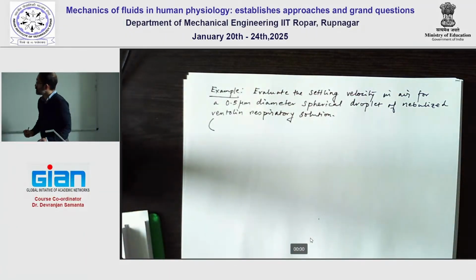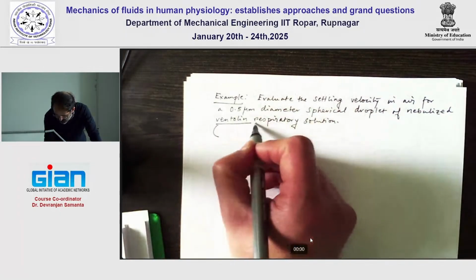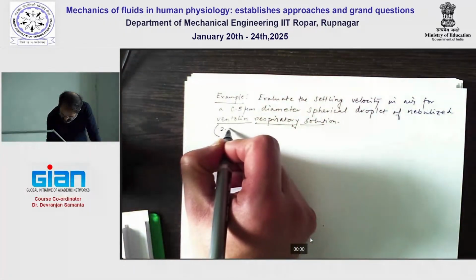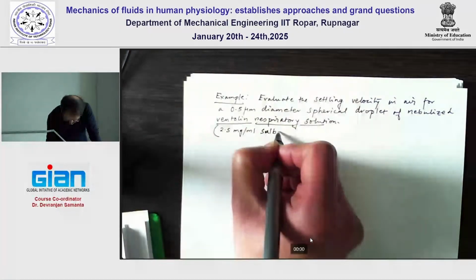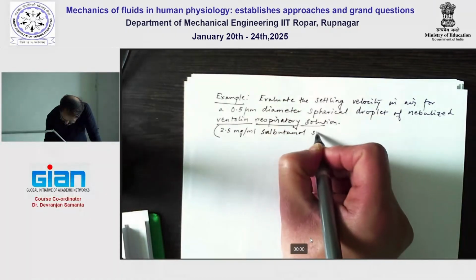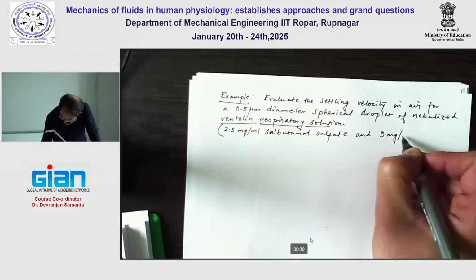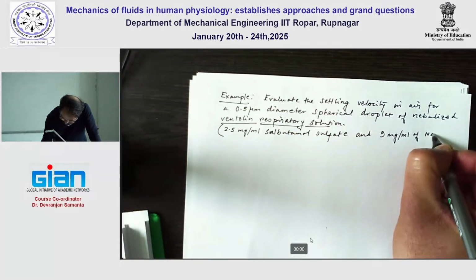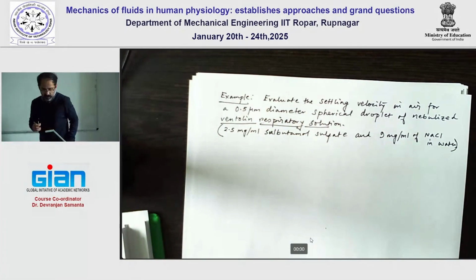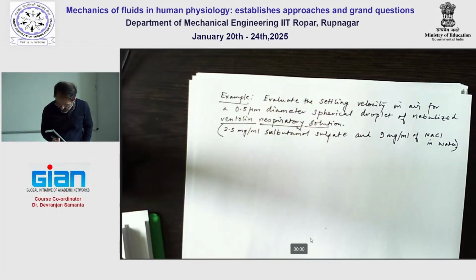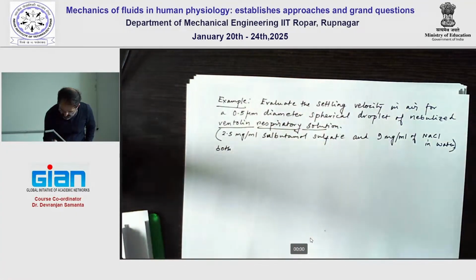Just for our knowledge's sake, let me write down what this compound formulation is. So this is 2.5 milligram per ml of salbutamol sulfate and 9 milligram per ml of sodium chloride in water. So calculate the settling velocity in air for this sized particle both with and without this Cunningham slip correction factor.